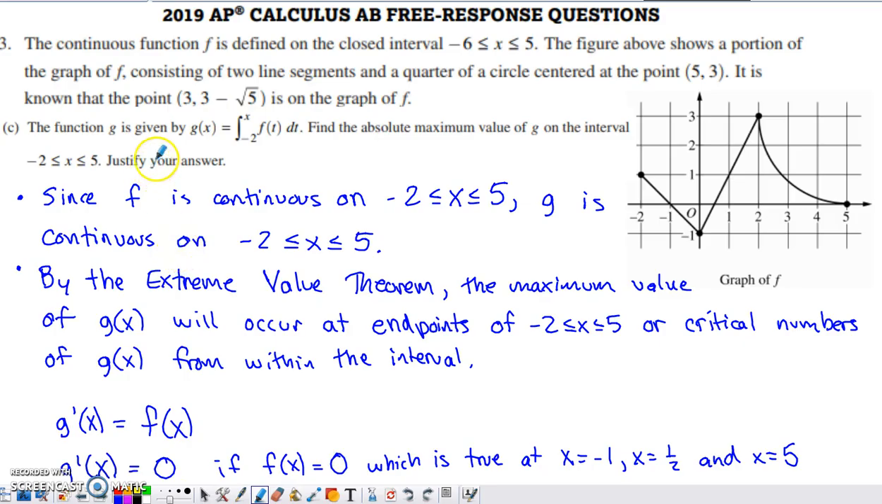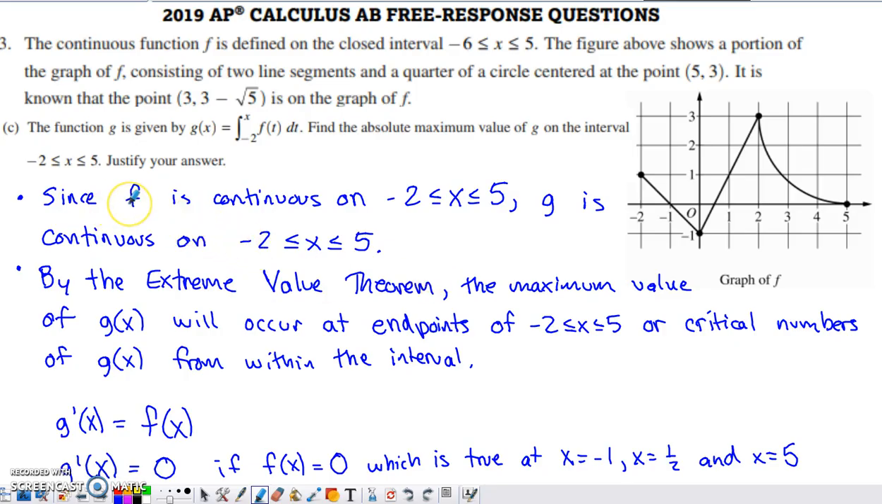Part C gives us a new function g. So this function g is dependent on f, and it's defined as a definite integral from -2 up to x. So the variable x on the function g is the upper limit of integration. We're asked to find the absolute maximum value of g on the interval -2 to 5, and then justify your answer. So I was trying to get a lot of the justification out of the way up front.